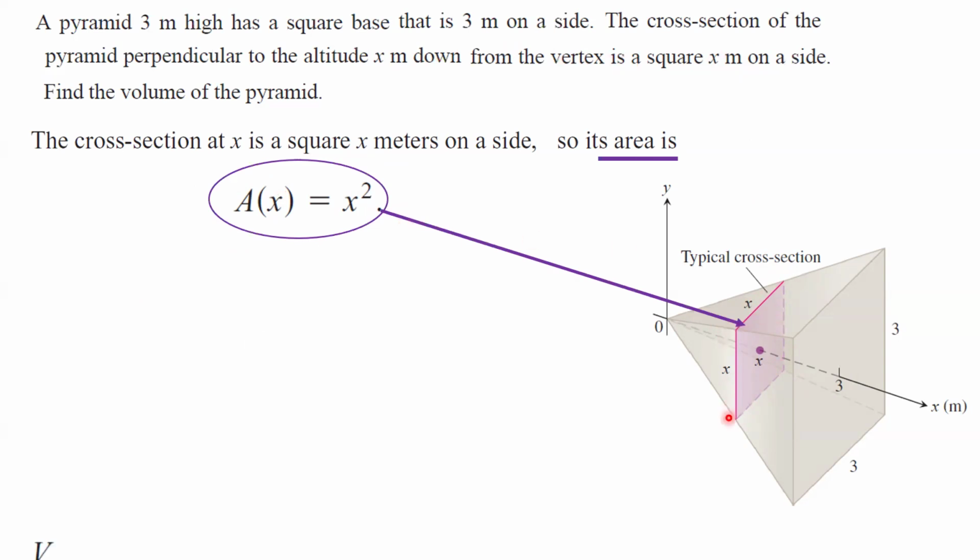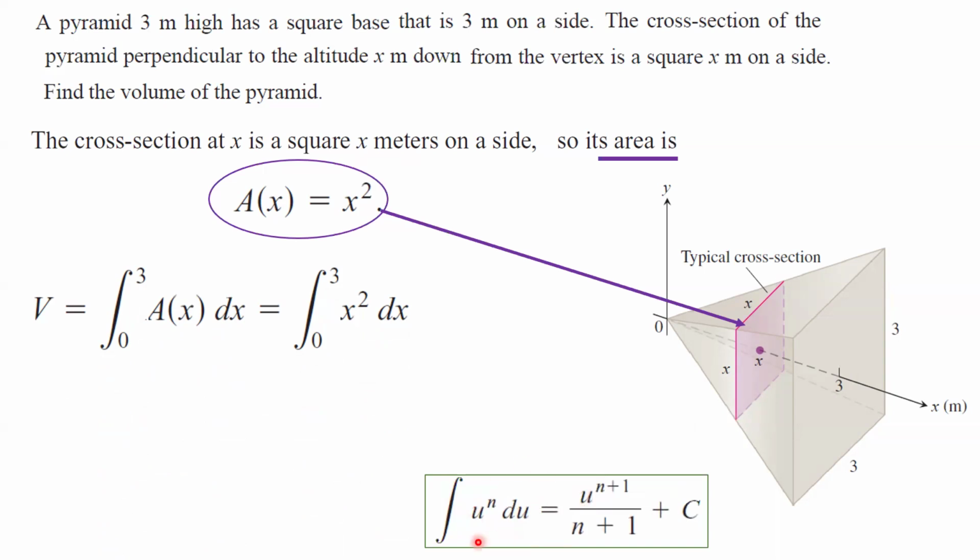Now to find the volume is the definite integral of A of x, x ranges between 0 to 3, dx. This can be written as x squared, which is your A of x, the definite integral 0 to 3 with respect to x. Remember the formula, how do we take the integral of u to the n du? This is u to the n plus 1 divided by n plus 1 plus the constant of integration. So applying the formula, you get x cubed divided by 3.